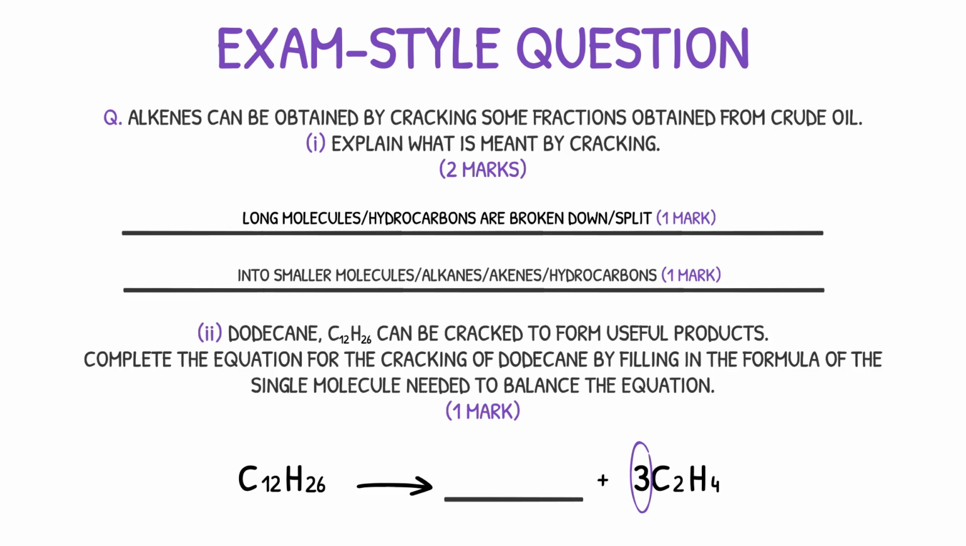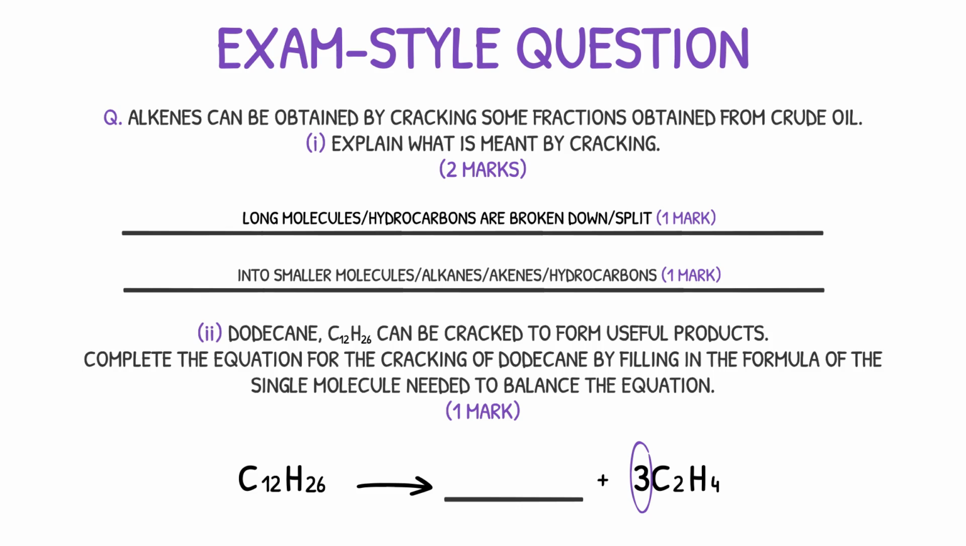This number is telling us that we have 3 molecules of C2H4 in our products. If one of those molecules has 2 carbon atoms and 4 hydrogen atoms, that means that 3 of these molecules would have a total of 6 carbon atoms and 12 hydrogen atoms. We started the reaction with 12 carbon atoms and 26 hydrogen atoms. The remaining atoms must be in the compound that we are being asked to complete the formula for.